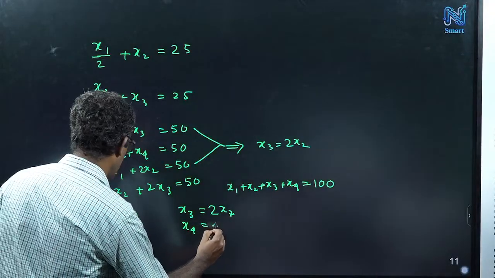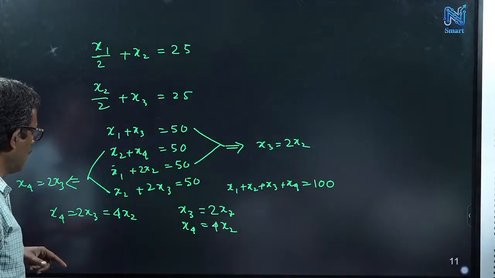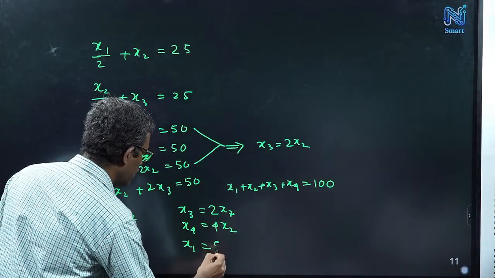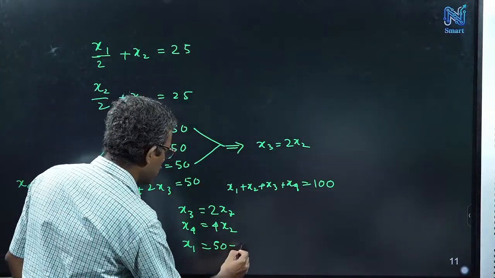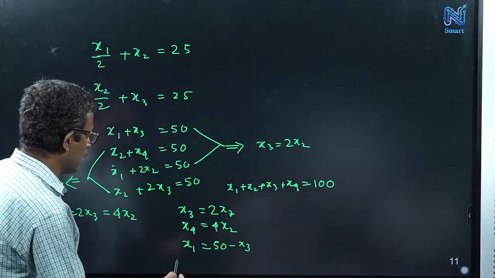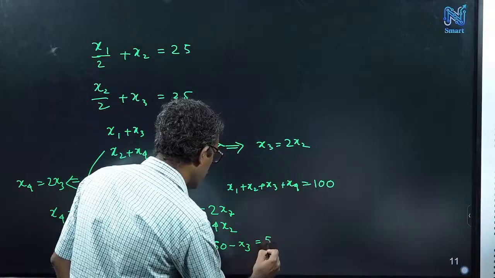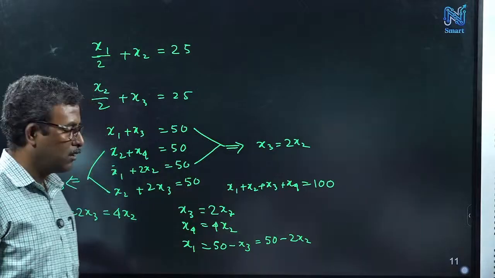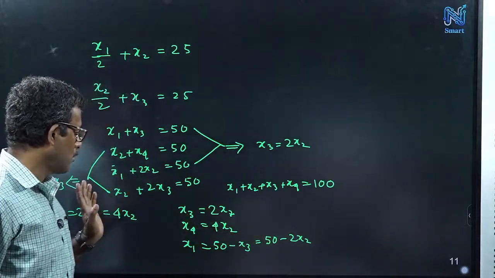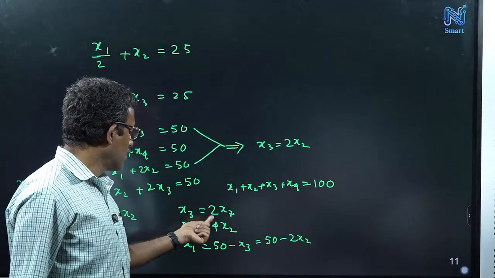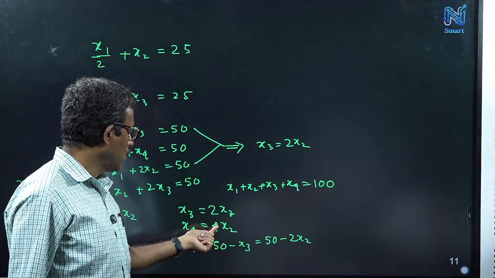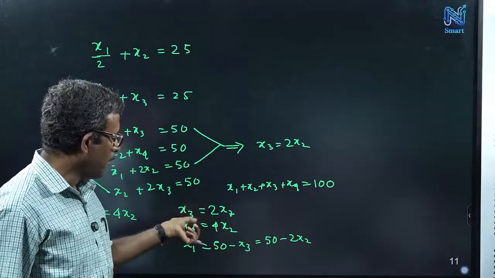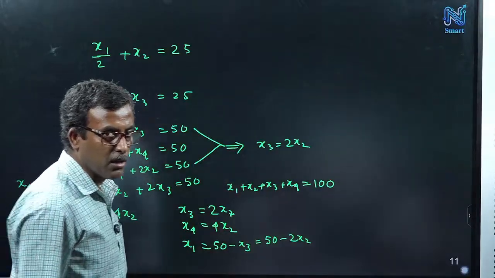Replace everything in terms of x2. x4 is 4 times x2, and this x1 is what? x1 is 50 minus x3, and what is x3? x3 is 2 times x2, so 50 minus 2 times x2. So everything replace in terms of x2 and put it here. So this plus this plus this plus x2. So how many is that there? 6x2 minus 2, 4, 4x2 plus x2, 5x2. 5x2 plus 50 is 100. So x2 is 10 then.